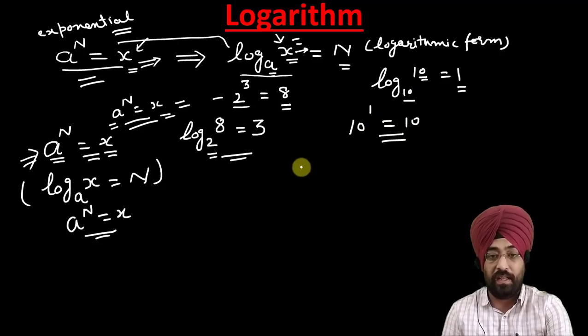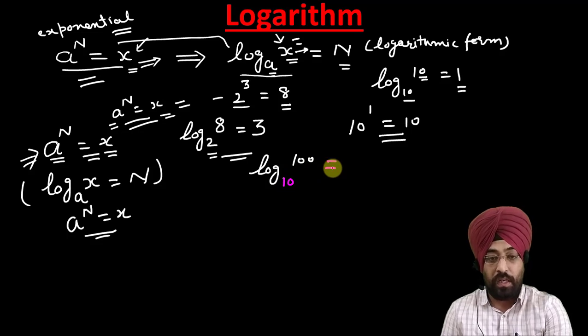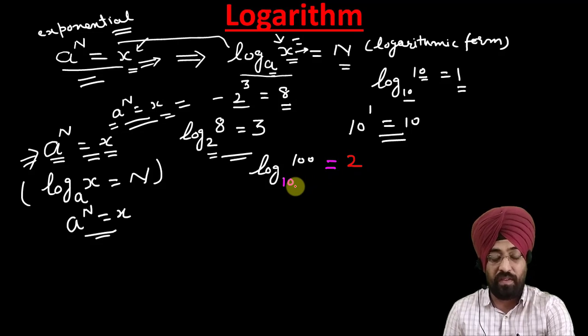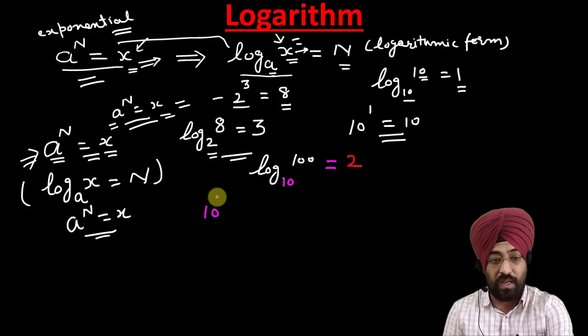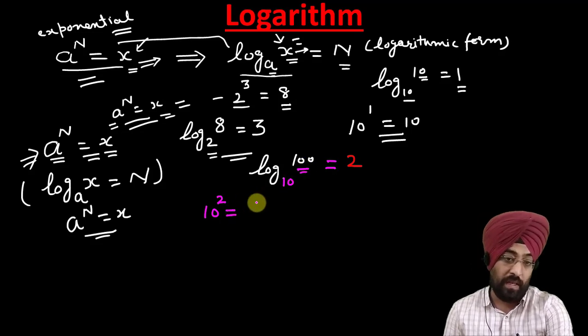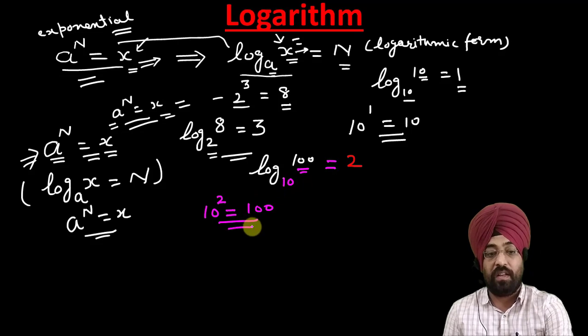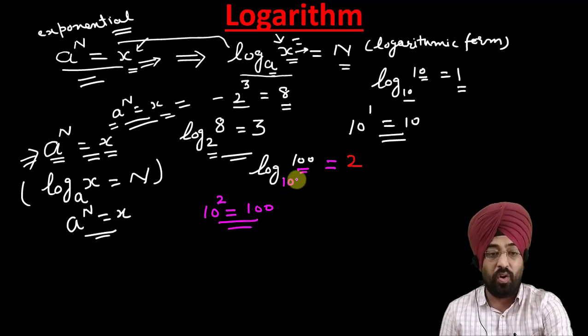Or I will write once again, you can write log of 100 with base 10 is equal to, let us say, 2. Then we can write it into exponential form. First we have to write the base 10, then the right hand side, which is 2. We raise this 10 to the power 2, that will become equal to this number 100. So that is how you can convert this log to exponential form.